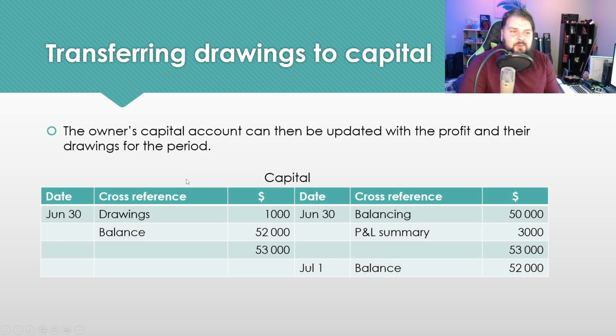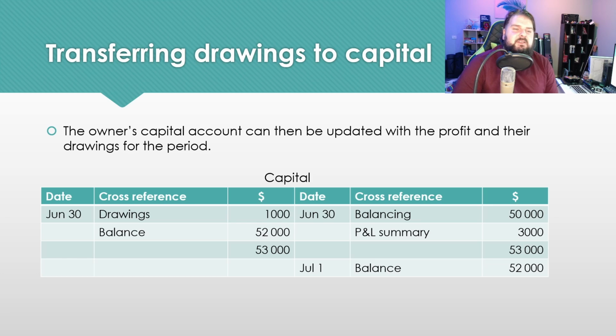And all in all, this is what our capital account will look like at the end of the period. You can see that we've got our balance of $50,000. Okay, that should say balance, not balancing. I'm sorry. And you can see here our P&L summary. So we've transferred the $3,000 of profit, and over here we have drawings. So in order to balance out 53,000 and 1,000, obviously we need to put in a balance entry of 52,000, which is the balance that we're bringing forward to the next period. Okay? So it's really straightforward.